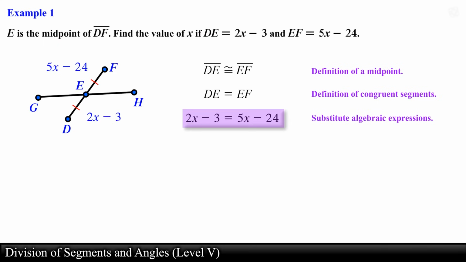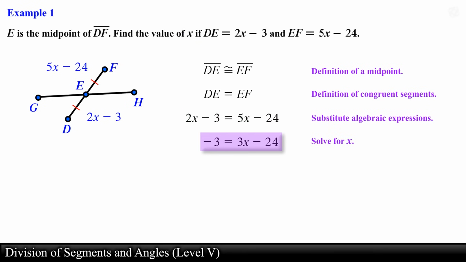Now we have an equation for which we can solve for x. So we subtract 2x from both sides of the equation. Then we add 24 to both sides of the equation. Lastly, we divide both sides of the equation by 3. Simplifying the expression, we obtain x equals 7 as the final answer. Alright, let's take a look at the next example.